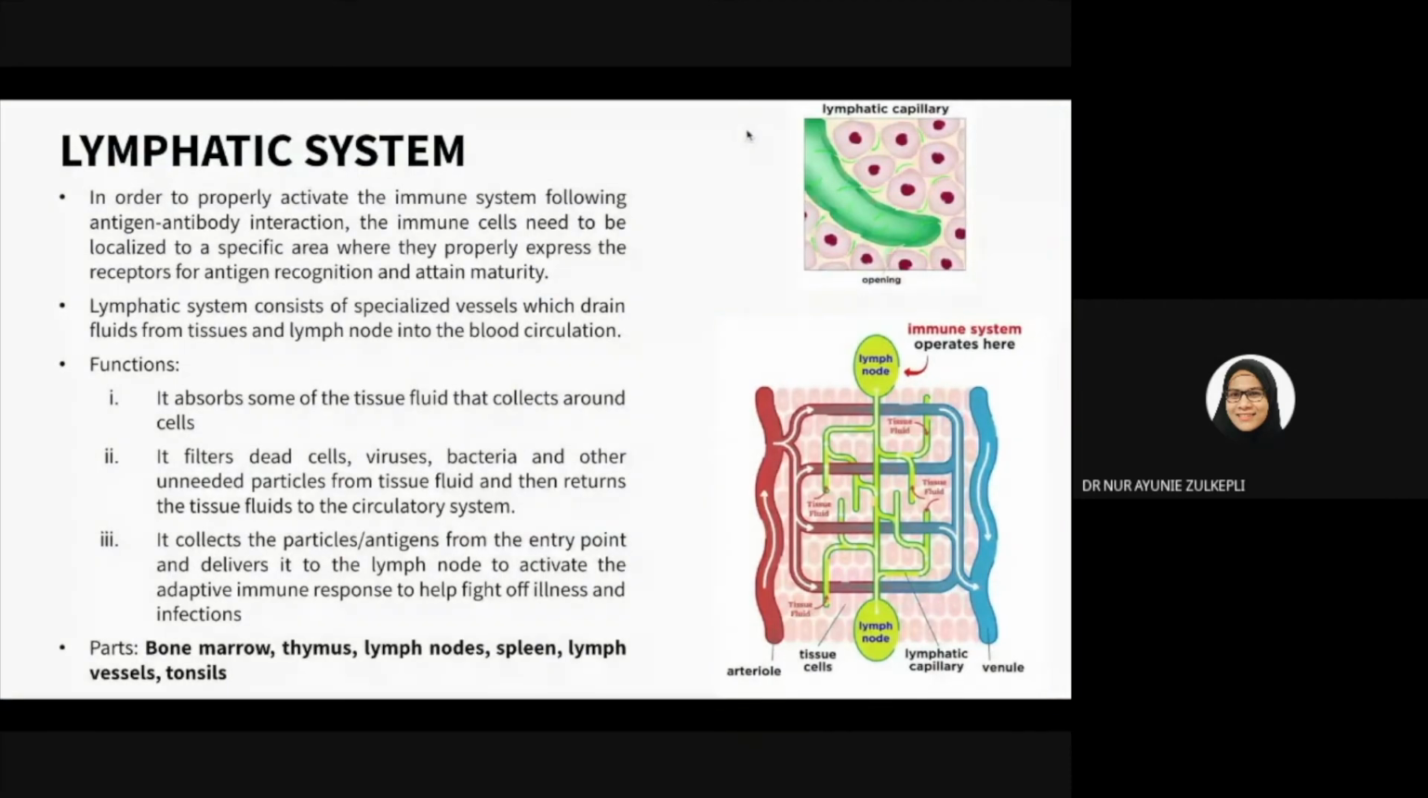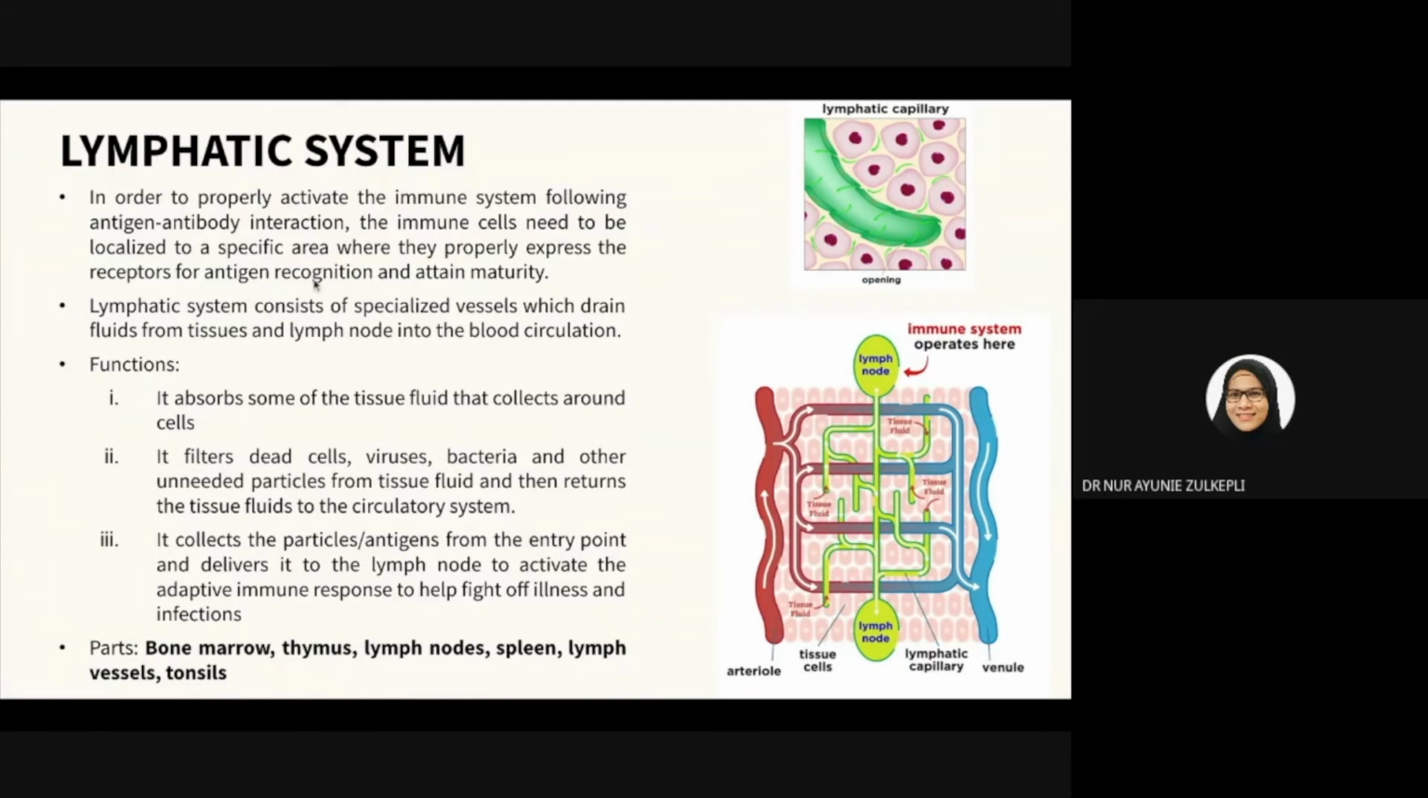Okay, so in order to properly activate the immune system following a pathogen infection or antigen-antibody interactions, the immune cells need to be localized to a specific area where they properly express the receptors for antigen recognition and attain maturity. So in our organs, we have different types of cells that localize in specific organs in order to facilitate the reaction or mechanism of the immune response.